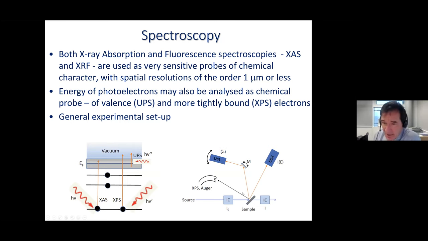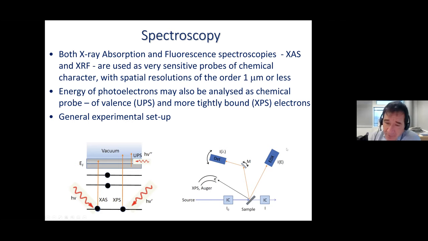In fluorescence, what we measure is the intensity and energy of the photons, the light that comes off. And we can do that in one of two ways. We can either direct the photons into a detector, which itself is able to measure intensity as a function of energy. So this is an energy-dependent detector, a detector whose sensitivity is also energy dependent, that can discriminate between photons of different energies.